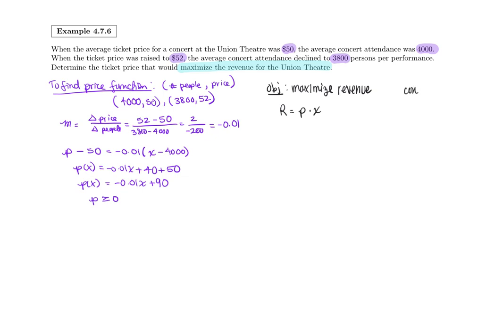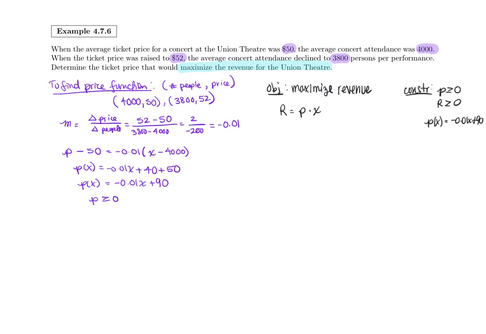So let's list our constraints then. We know that our P has to be greater than or equal to 0. If we want to maximize revenue, we really don't want it to be negative. So we probably want to say that R should also be greater than or equal to 0. And we found out that P of X is equal to negative 0.01X plus 90.